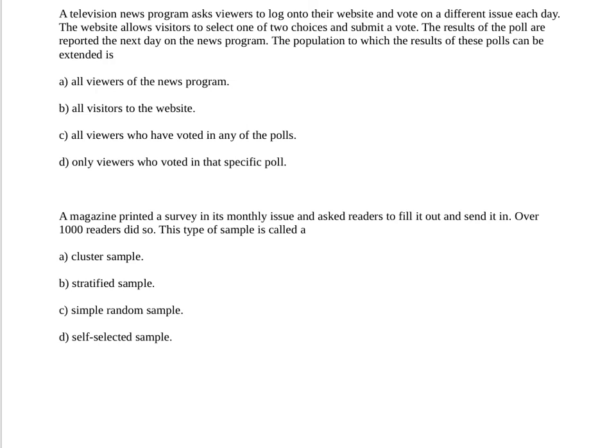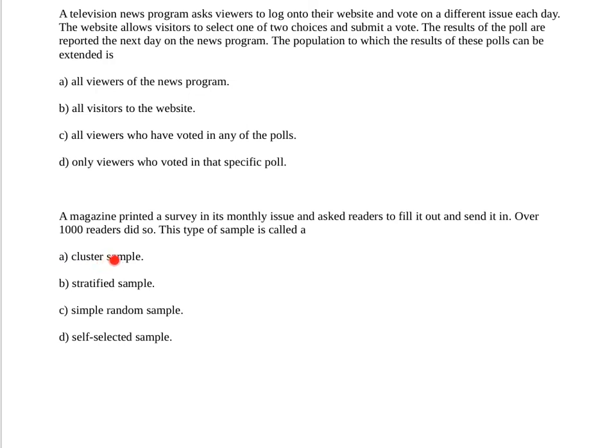Next one. A magazine printed a survey in its monthly issue and asked readers to fill it out and send it in. Over 1,000 readers did so. This type of sample is called a what? Well, this is a lot like the one up here, right? They printed a survey in its monthly issue and asked readers, did not assign them, did not find them. They just asked readers to fill it out and send it in. Over 1,000 readers did so.